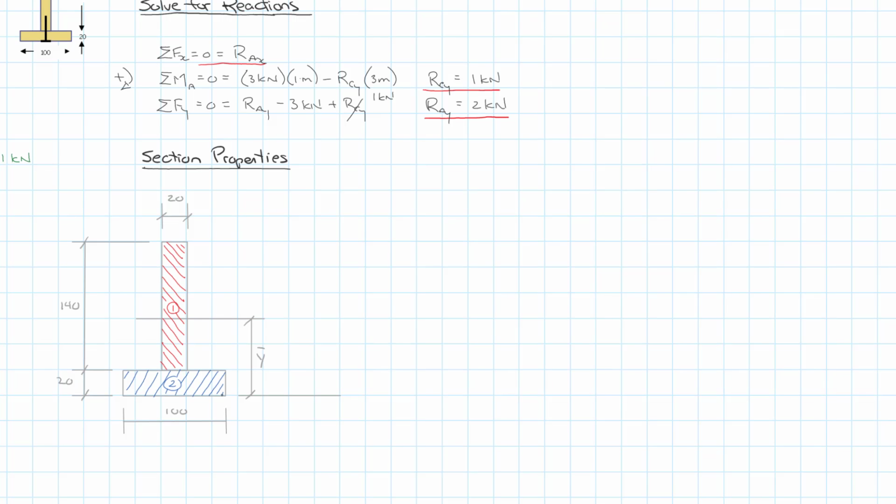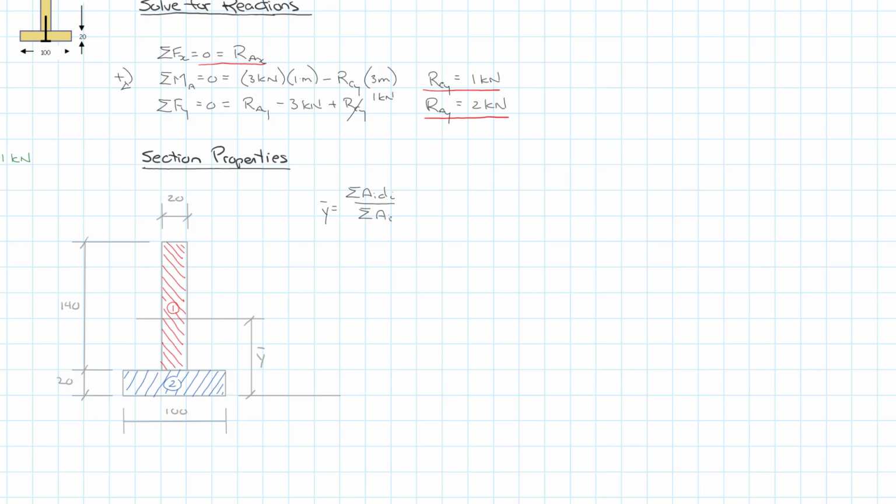And with that, I think we're ready to get underway and figure out what the actual value is for y bar. So I'll just write out the formula to start with. We have y bar, and we know that y bar is equal to the sum of A_i D_i, all over the sum of A_i. So each of these represents an individual section. We have two sections, the web and the flange.